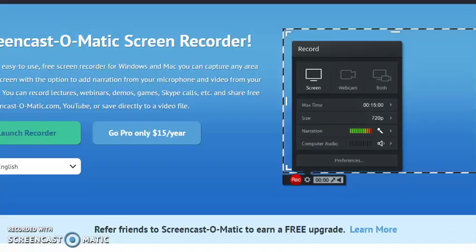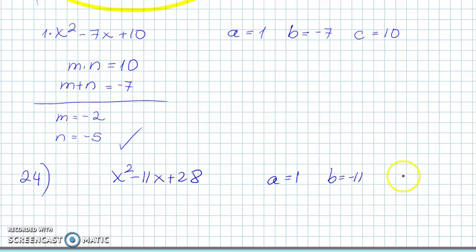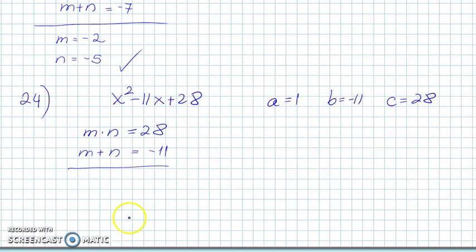We already have 6 minutes, but I will just do one more question. Let's say number 24, quickly: x squared minus 11x plus 28. So first, a is 1, b is negative 11, c is 28. I want to find m times n equal to 28 and m plus n equal to negative 11. So which two numbers could this be?